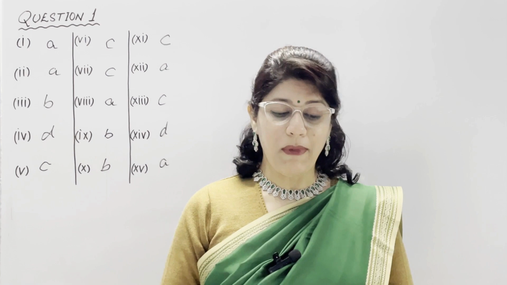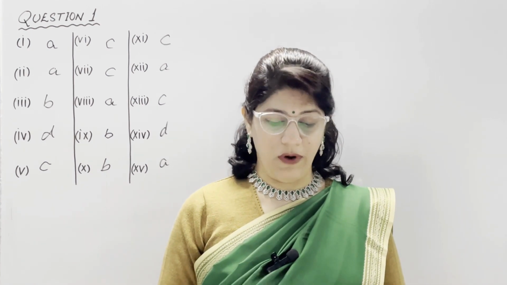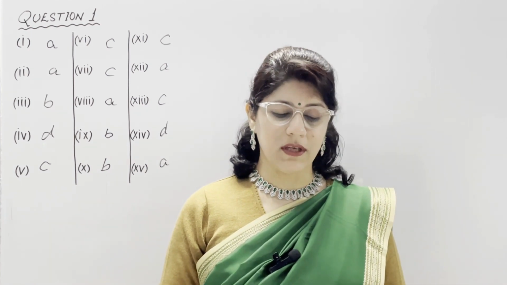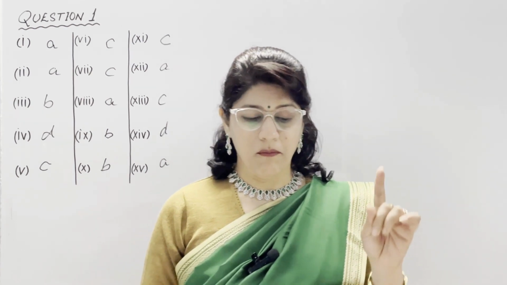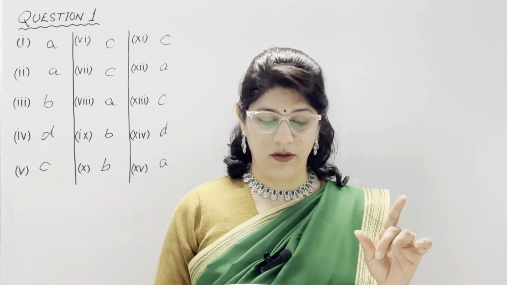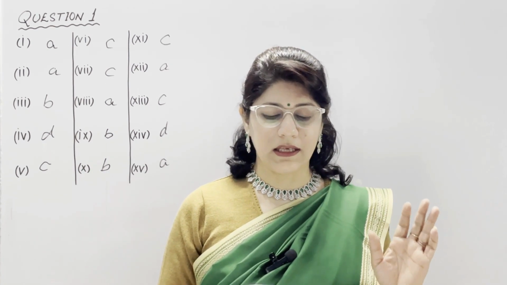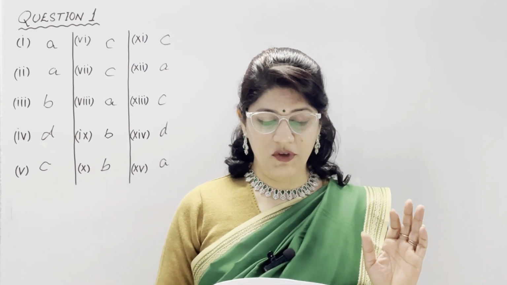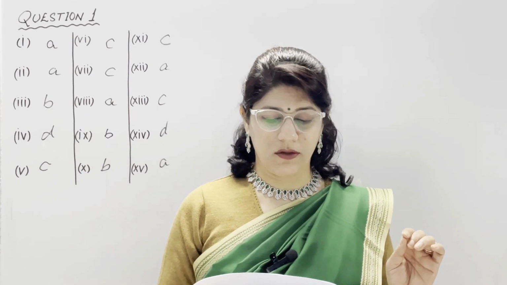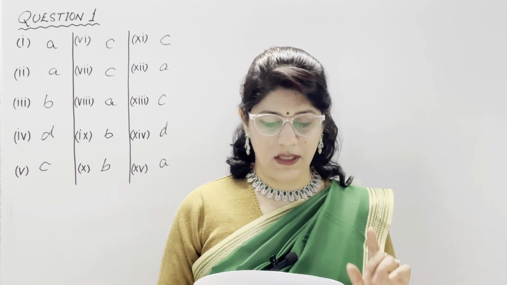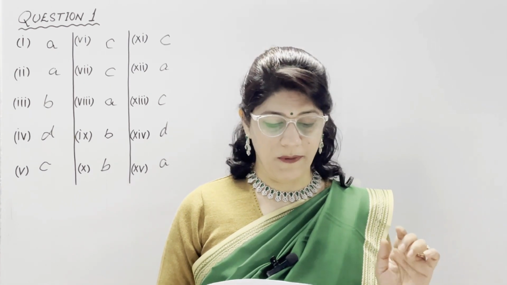Part C, match the items given in column 1 with the most appropriate ones in column 2 and rewrite the correct matching pairs. Part 1, the blind spot. No sensory cells is the correct option, which is part H. In the second part, the yellow spot, maximum sensory cells, which is part G.